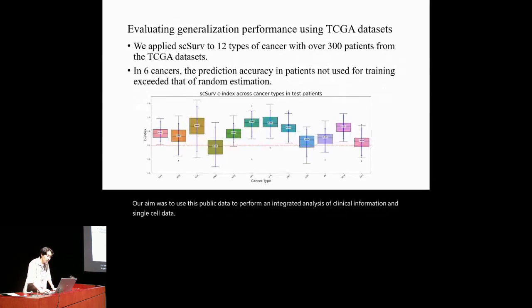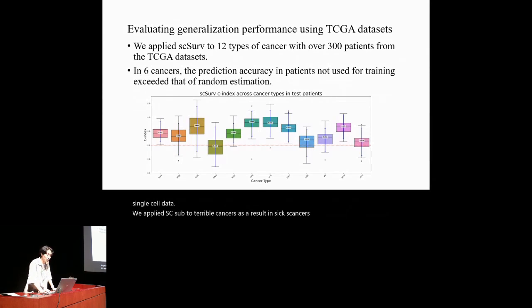Next, we applied SC-Sub to 12 cancers. As a result, in 6 cancers, the prediction accuracy for test patients outperformed random estimation. For these 6 cancers, we proceeded with downstream analysis.